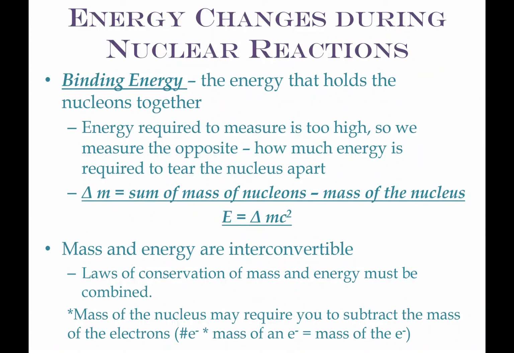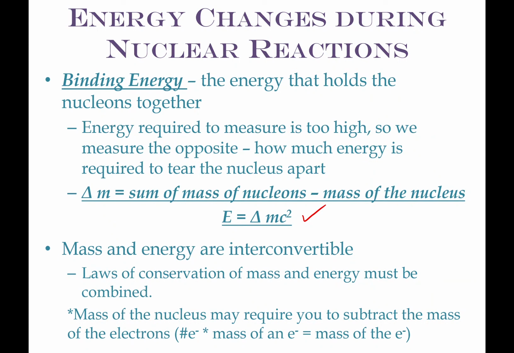Next up is binding energy. So the energy that binds the nucleons together is called binding energy. And we can use Einstein's equation, which should probably look familiar, to calculate this. But the first thing that we need to do is look at mass defect.